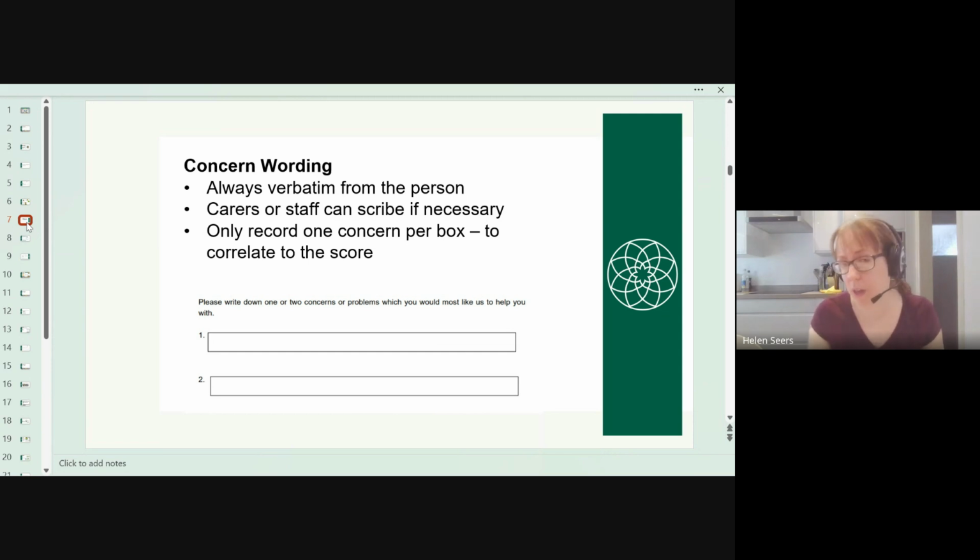We only would like 1 concern per box, please, because you don't want to be conflating lots of things in these concern boxes, and it is just 2 concerns overall. So you have to boil down people's complex situations. We've all got lots and lots of concerns, haven't we? But you have to ask people, what are your top 2? Put 1 in the first box and 1 in the second box. Sometimes people don't have a second concern. It could just be the 1. That's fine. Just 1 concern in the first box is fine. I hope that's okay with people.